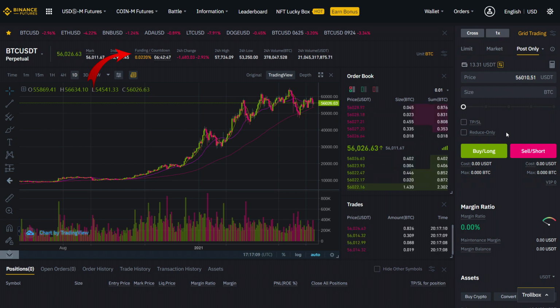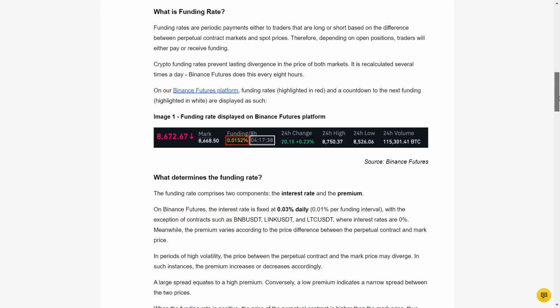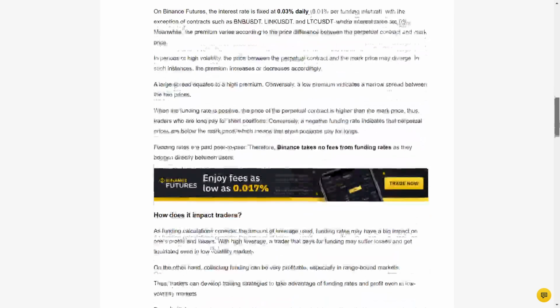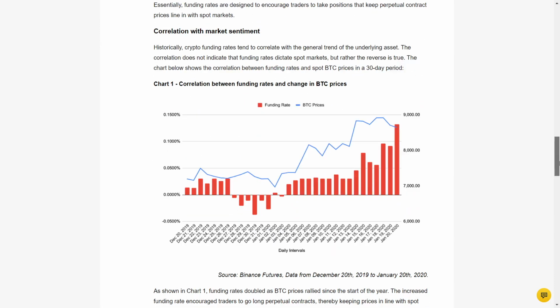So how much is it and how is it calculated? I will focus on Binance since, in my opinion, it is the best place to trade, but the same applies for most, if not all, futures exchanges.